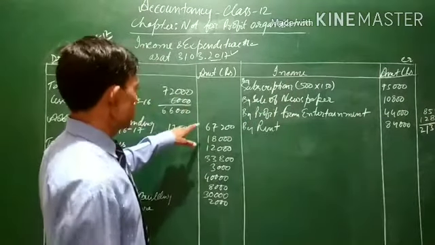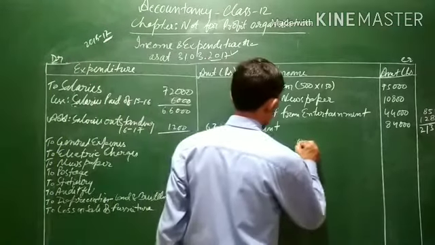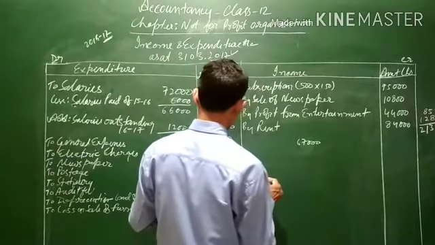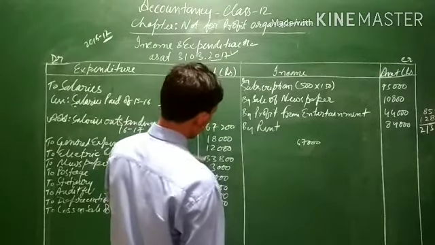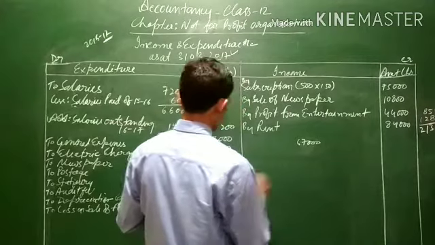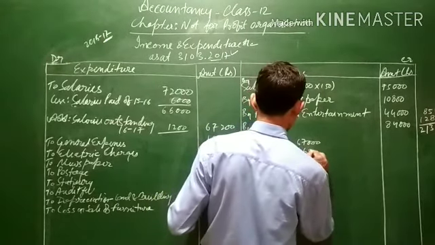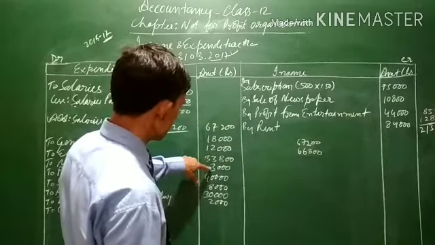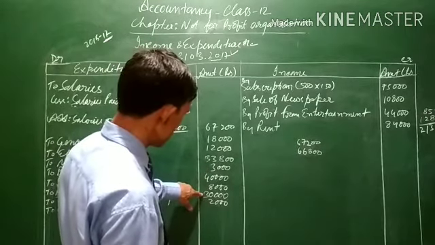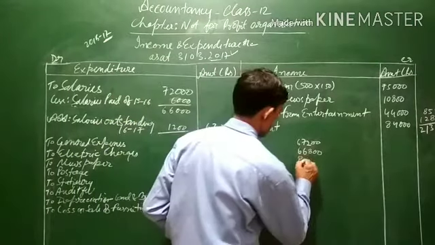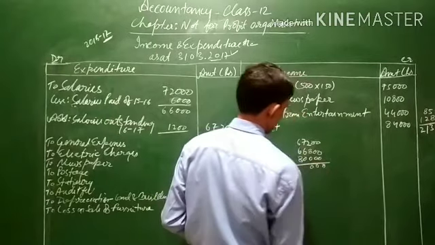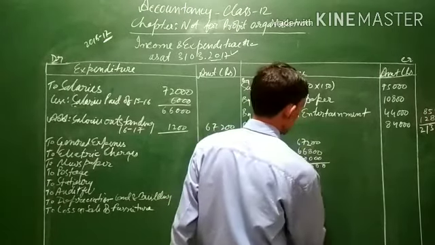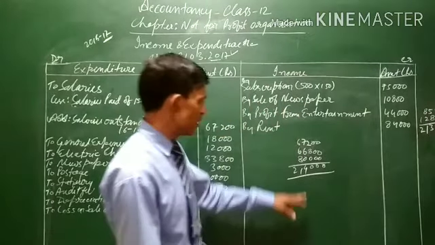Now come to expenses. It is 67,200 plus 66,800 and the rest of the items, adding up to 2,14,000. Now here we can see that the expenditure is more than income.